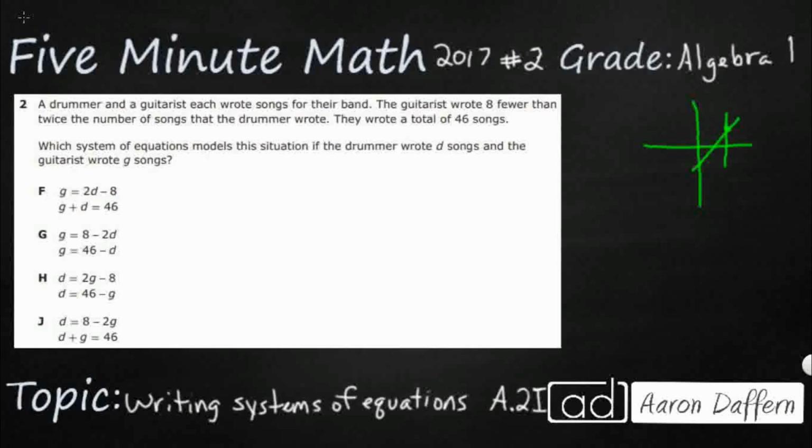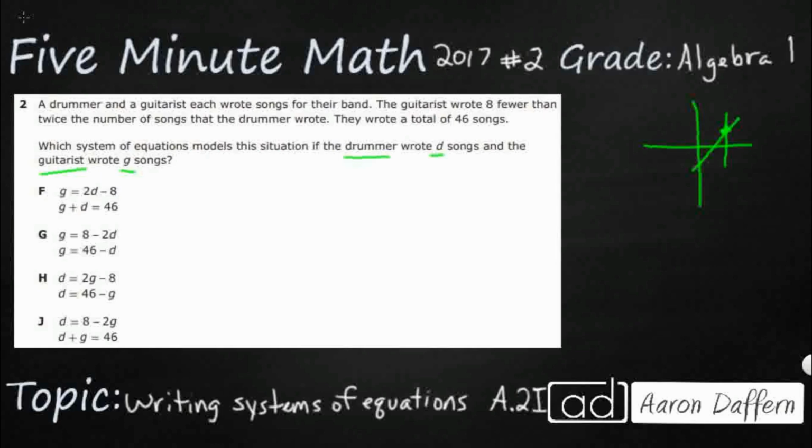A system of equations lets us know that there's going to be one intersection point, and whatever the coordinates are of those two lines where they intersect, that would be a solution for each of these equations. So we need to take this word problem and write at least two different linear equations that include D for the drummer songs and G for the guitarist songs.